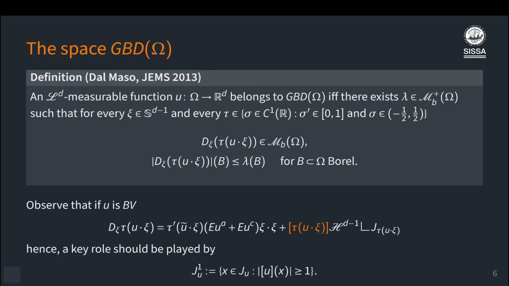So a key role, which is hidden in this definition, should be played by the set of points in the jump set where my jump is large. And to see more clearly a definition that decodes this property, we want to talk briefly about slicing of BD functions, because it is the key point behind the second equivalent definition that Dal Maso gave of GBD function.